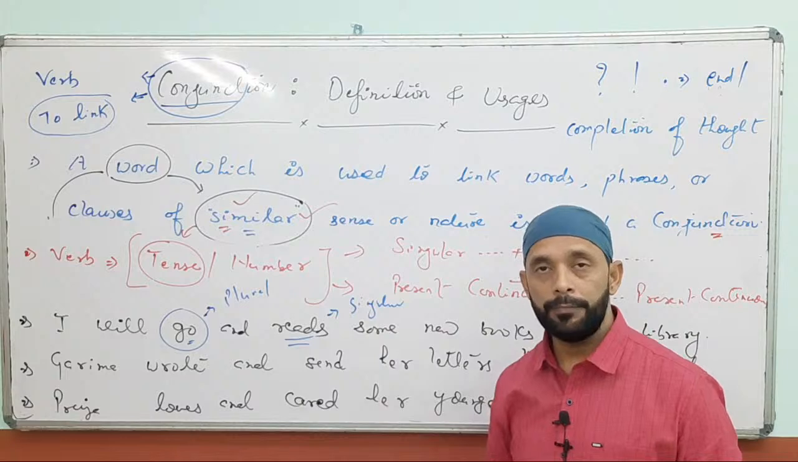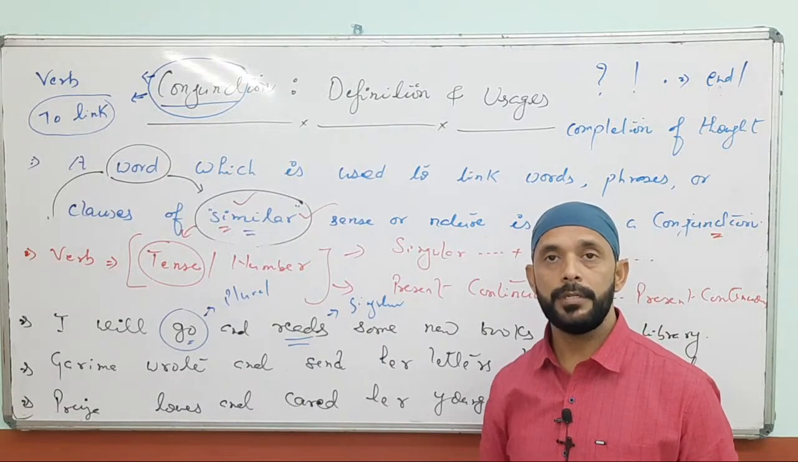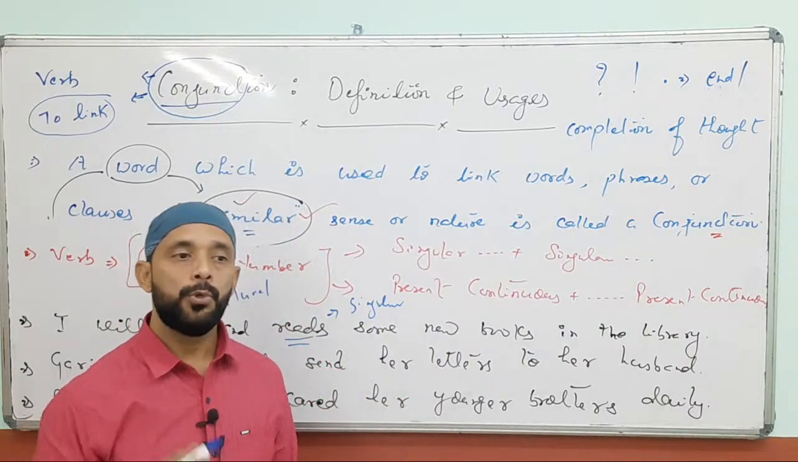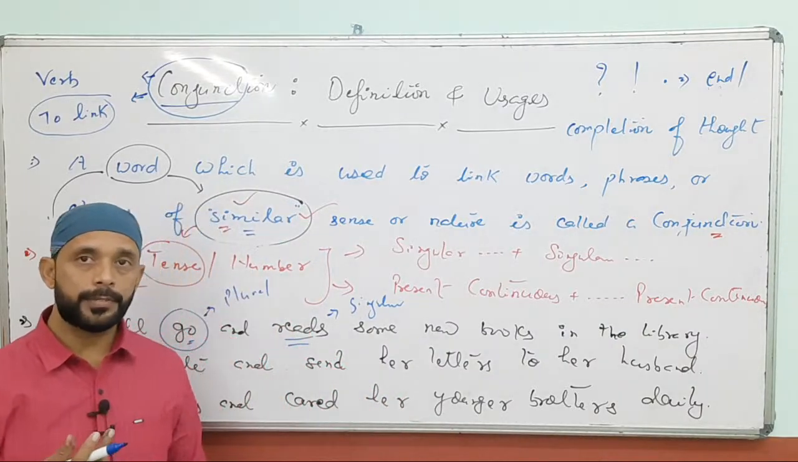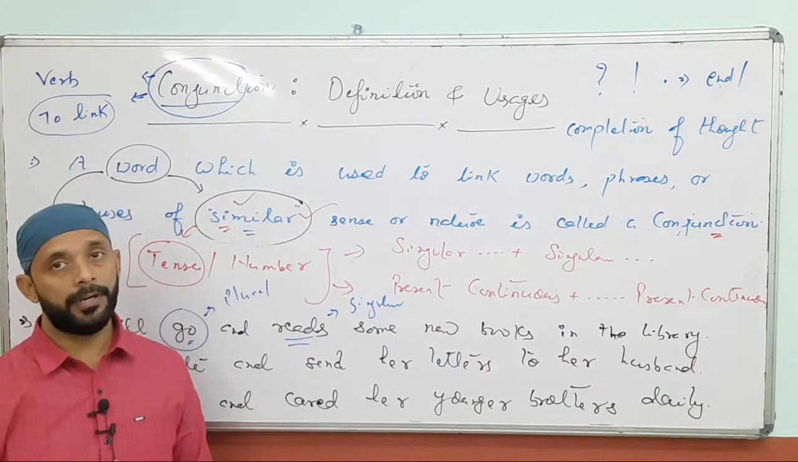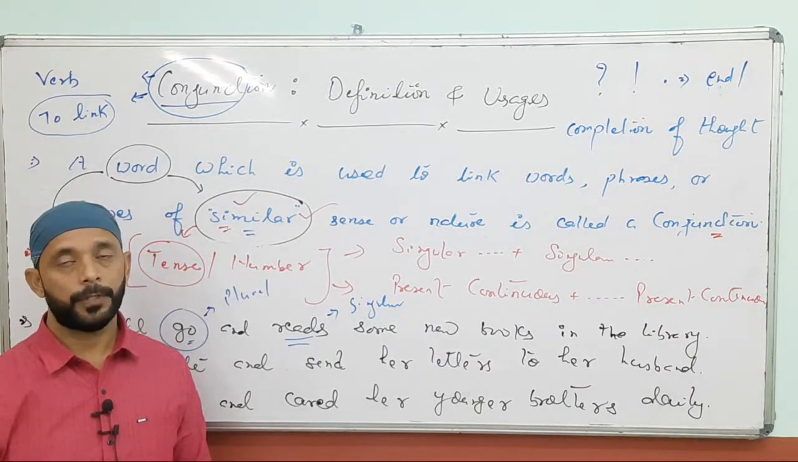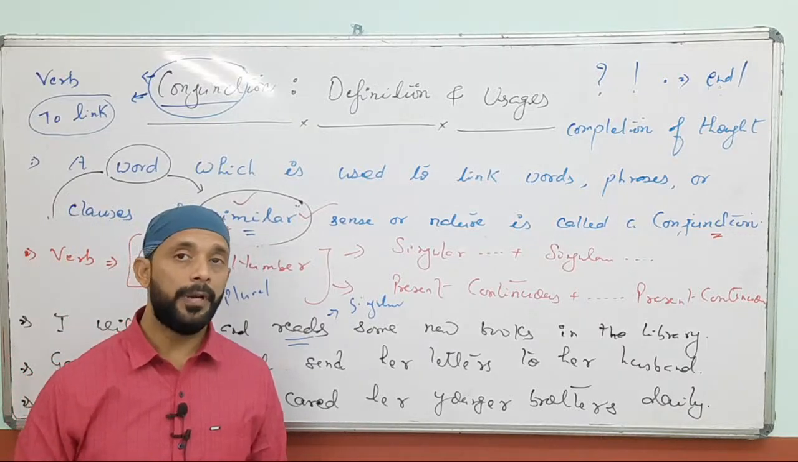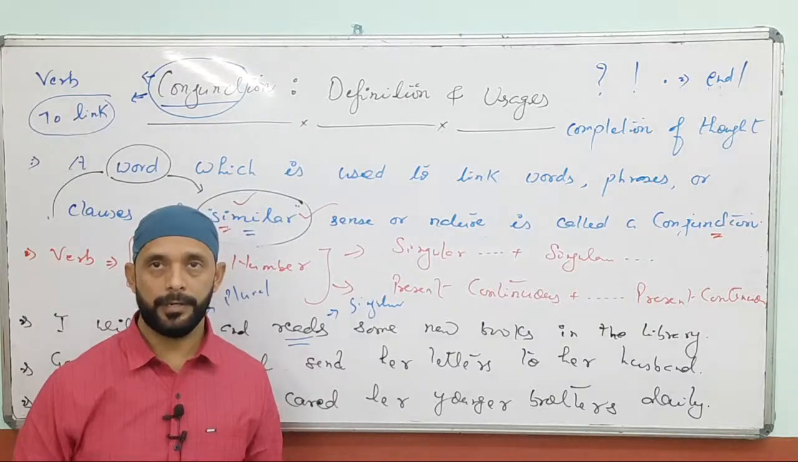It means they are different in numbers, and a conjunction doesn't allow us to link two verbs or more than two verbs of different number. Different numbers cannot be linked. Different tenses cannot be linked.